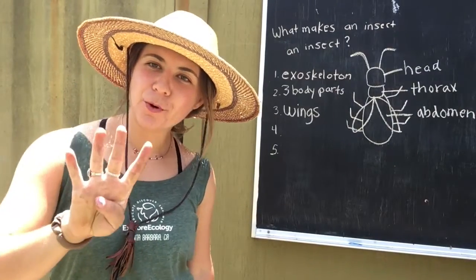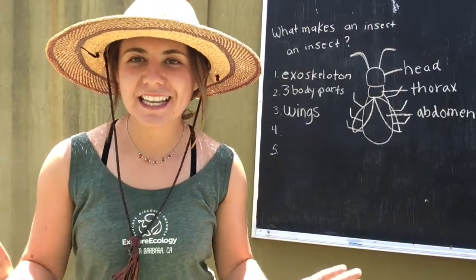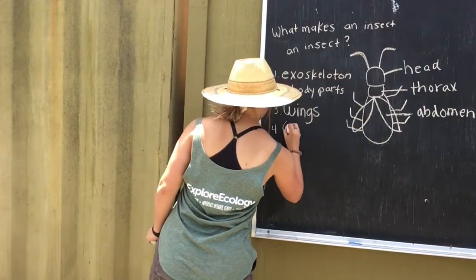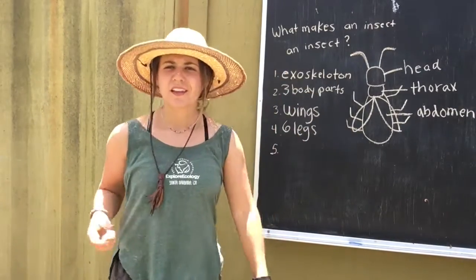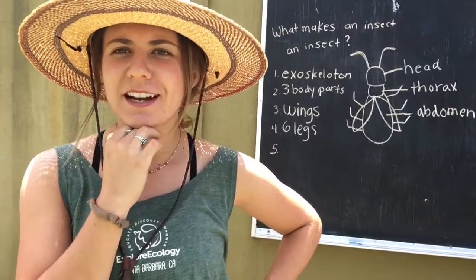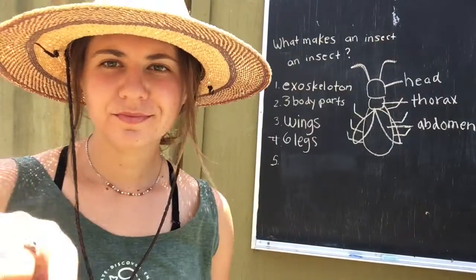All right, number 4 of what makes an insect are the legs. All insects have 6 legs, no matter what. So does that mean a worm is not an insect? What about a slug or a snail? They're not. They're not considered insects.